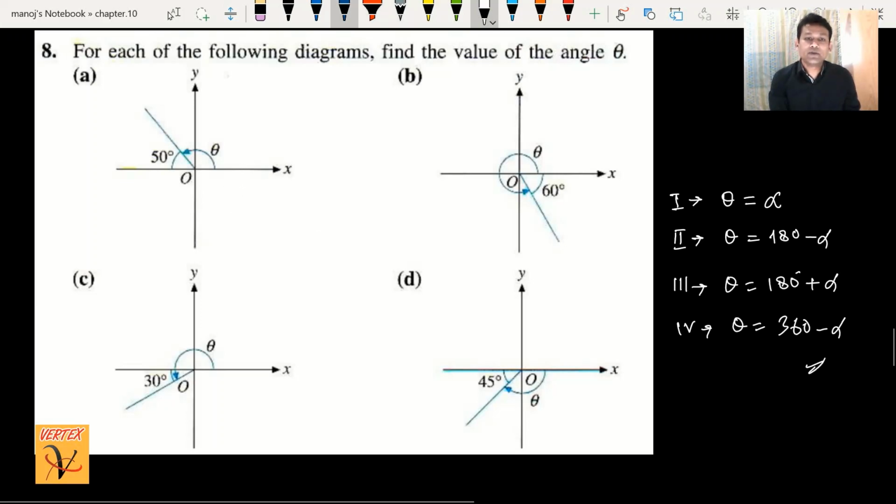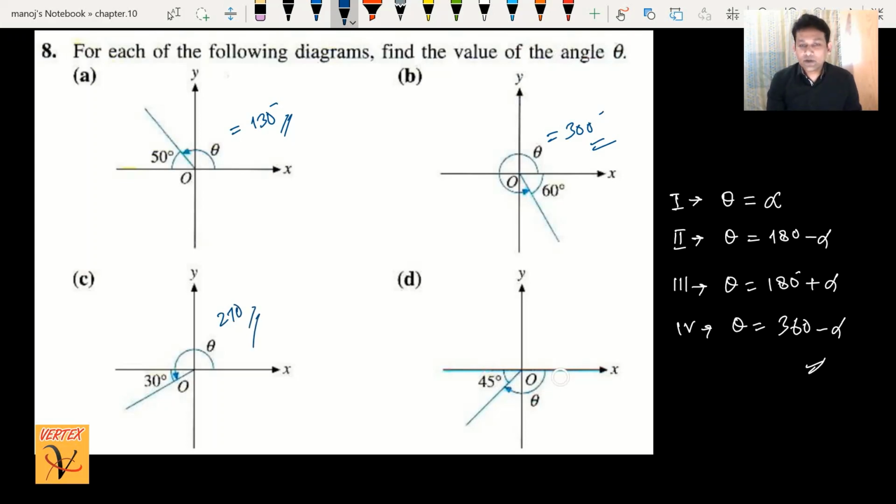Here, theta is 180 minus 50, which comes to 130 degrees. Very simple, the value of theta. Part B, we are moving like this: 360 minus 60 is 300. There is no problem. The direction is anti-clockwise, so 180 plus 30 is 210, and that's it.